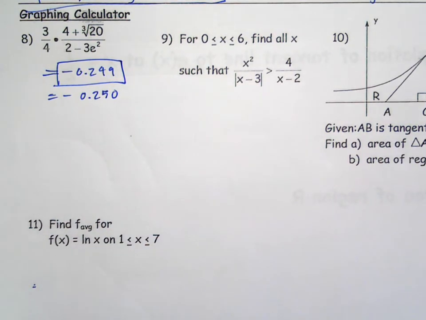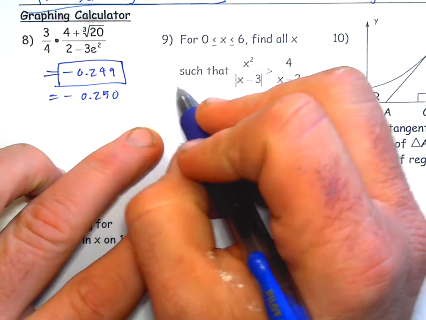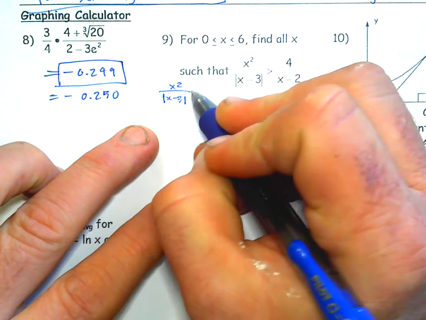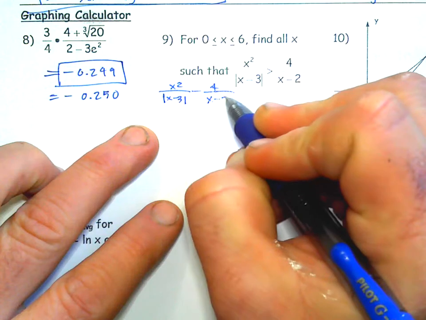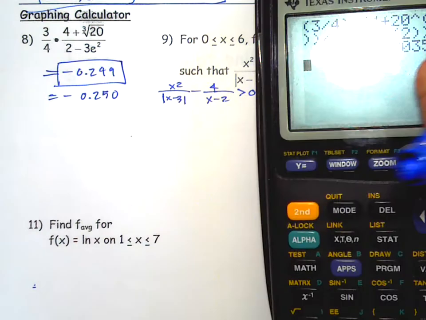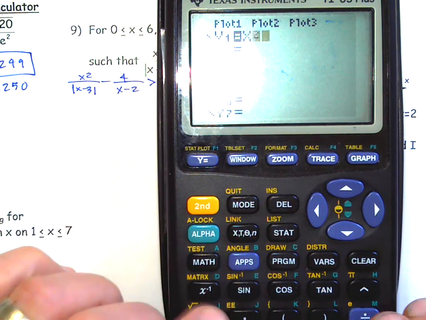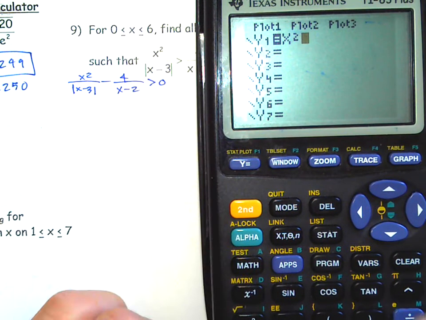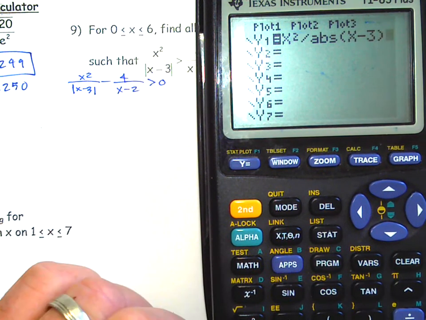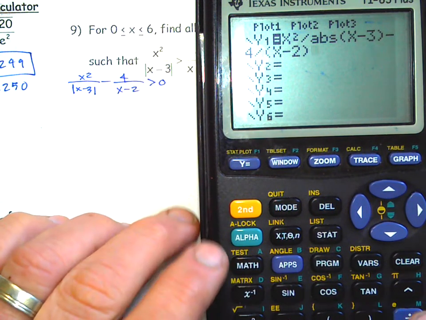Okay, number 9, we're going to solve a rational inequality using our calculator because this one probably, it's just hard to do by hand. What you should do is move everything to one side like you normally do when you do it by hand, but then that's it. There's no benefit to putting these in the least common denominator for your calculator. So I'm going to graph this. I'm going to put x squared divided by math num absolute value, x minus 3, minus 4 divided by parentheses, x minus 2. You definitely need parentheses in that denominator.